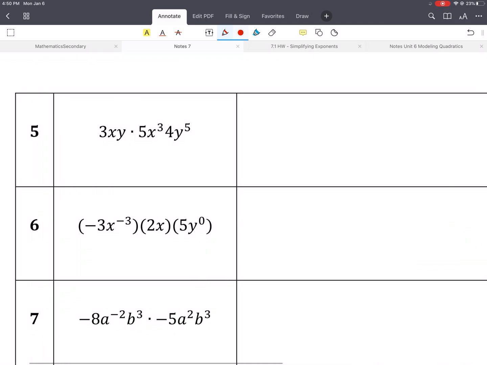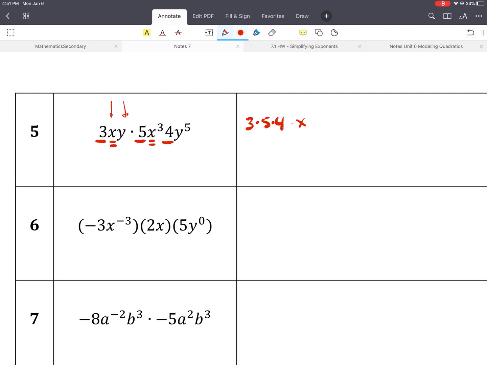Okay, very similar, except now we have two variables. We have x and we also have y. So if we want to, we can put these out in the front, which is what I like to do. Okay, so we'd have 3 times 5 times 4. And then maybe we could look at the x's. We have x, and then we have 3 x's here.